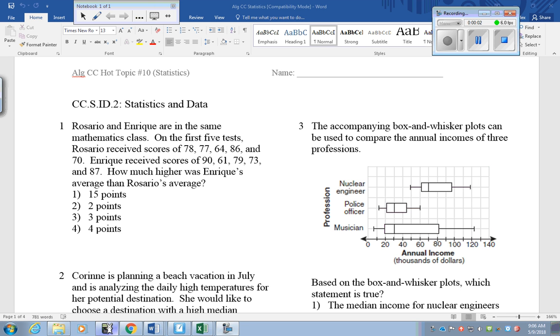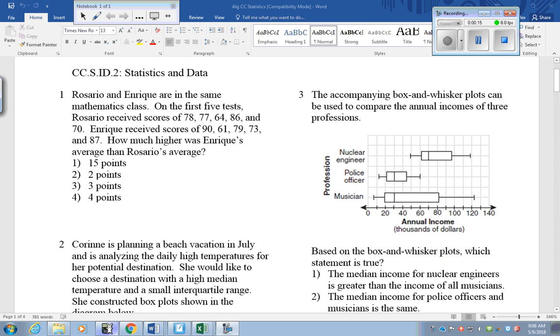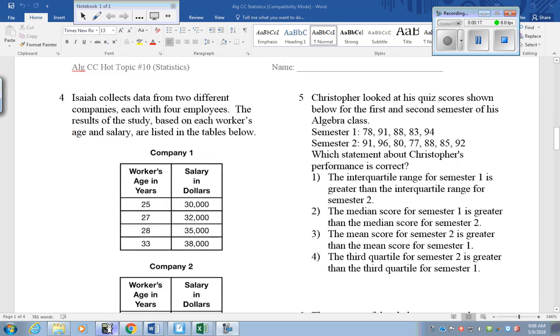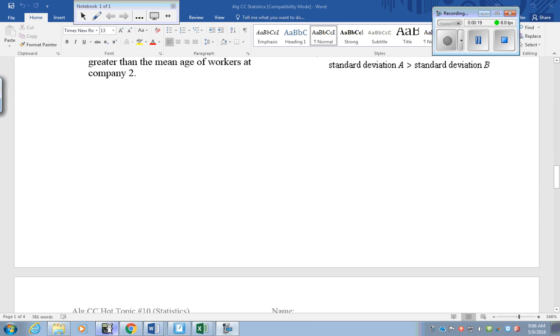This is hot topic number 10. We're going to talk a little bit about statistics, and we're going to discuss a lot of the values that the calculator will provide for you, a lot of the terms that you'll need to know, and we'll really spend a lot of time focusing on standard deviation on some of the last questions on the third page.